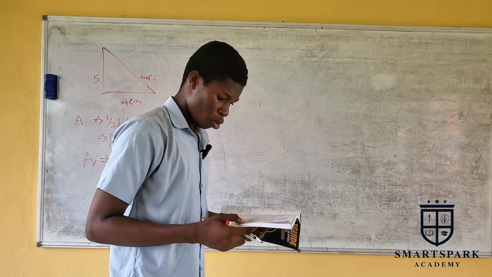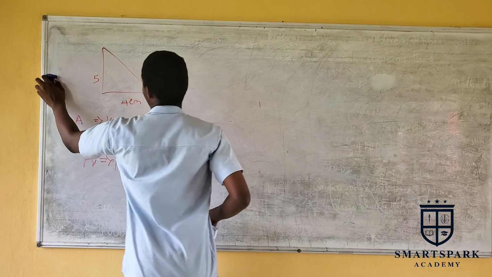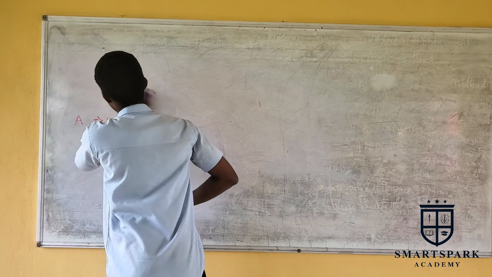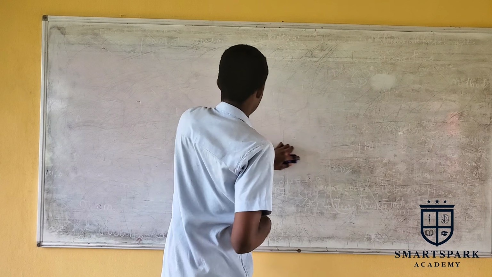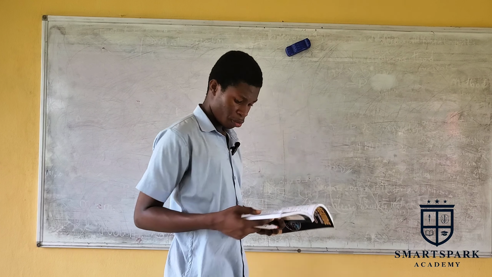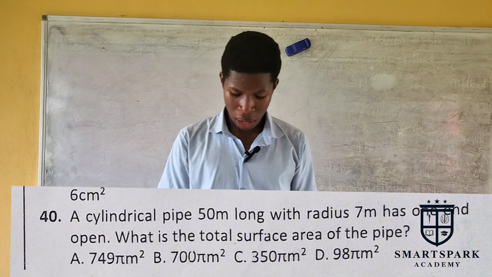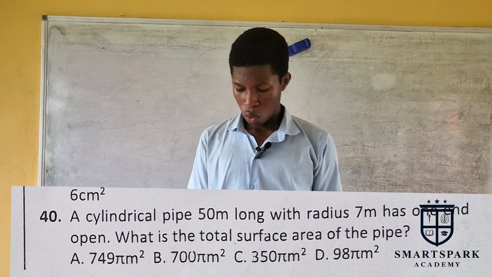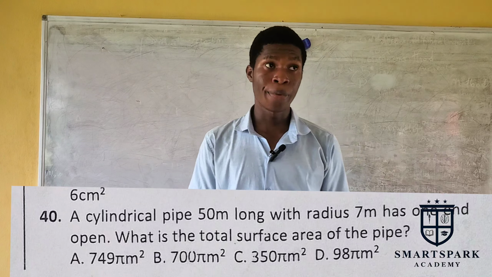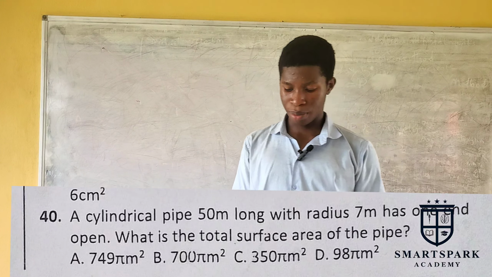So now we are going to be looking at question 40 next. Question 40 says, a cylindrical pipe 50 meters long with a radius of 7 meters has one end open. What is the total surface area of the pipe? I'm just going to use the formula of an open-ended cylindrical pipe to solve this.